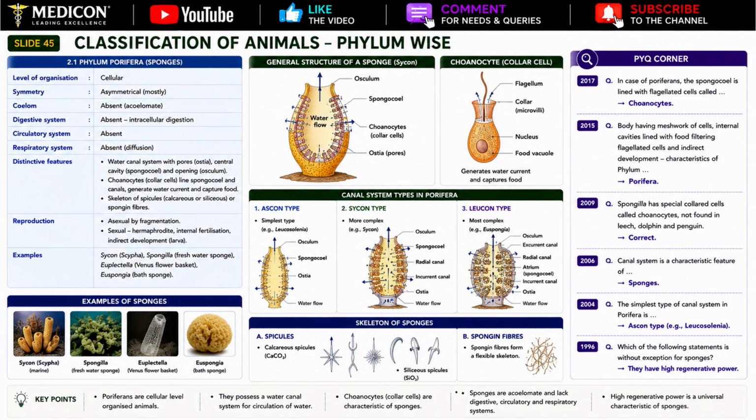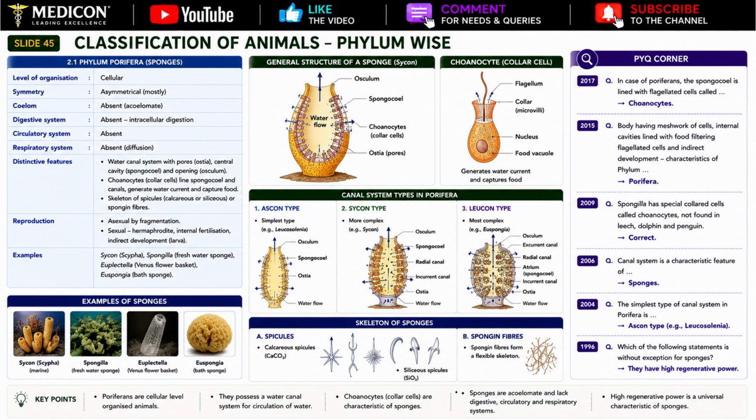Skeleton of the sponges: calcareous spicules, that is made up of calcium carbonate, and siliceous spicules made up of silicon dioxide. Spongin fibers form a flexible skeleton. There are many previous year questions I have given on the slide. You have to observe carefully and study.